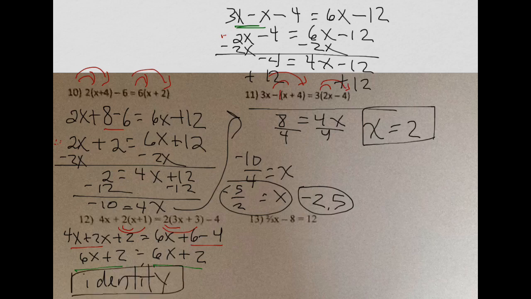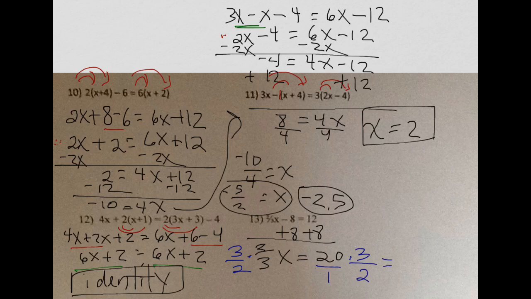Alright, 13. We need to get rid of the 8 first, add it to the other side. So we have 2/3 x to equal 12 plus 8 is 20. Now what do I do with the fraction? I need to multiply it by its reciprocal. So I'm going to do that in blue, which is 3 halves. Don't forget, be careful, put that 20 over 1.